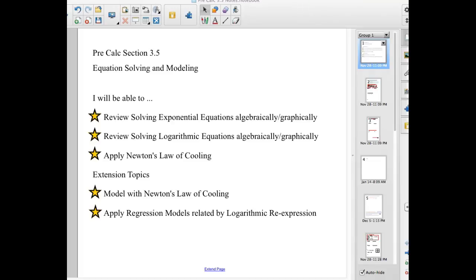Okay, these are the notes for PreCalc, section 3.5. We are shifting our emphasis here to solving equations, both exponential and logarithmic ones. We will be looking also at Newton's law of cooling.